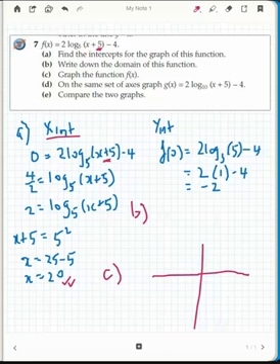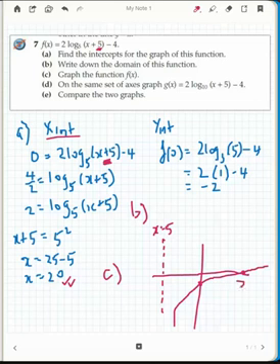Because of the plus 5, I know it's been moved to the left 5. So I'll put in an asymptote at x equals negative 5. I know I have a y-intercept of negative 2 and an x-intercept of 20. Therefore my curve is going to look like that. So that's 20 and that's negative 2.